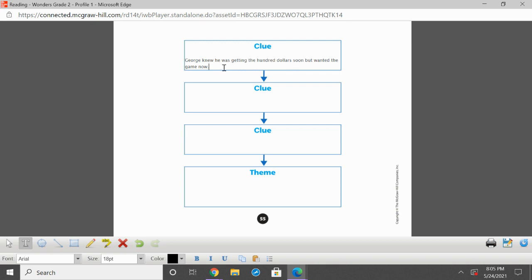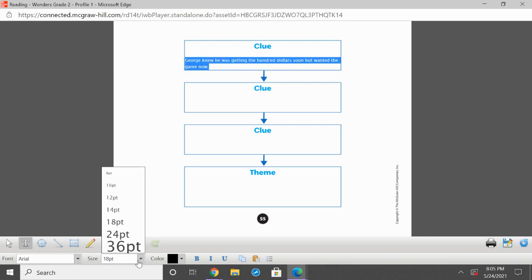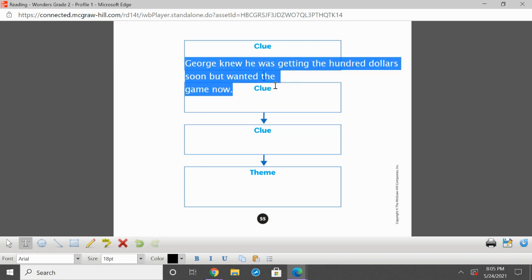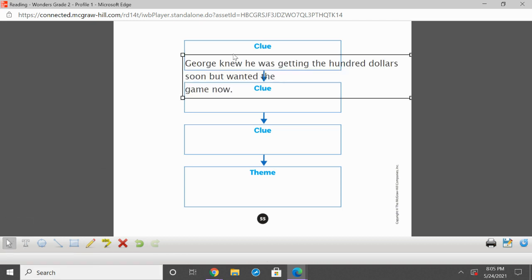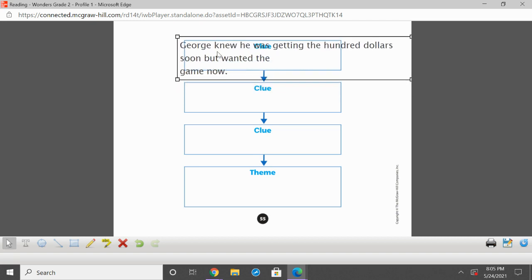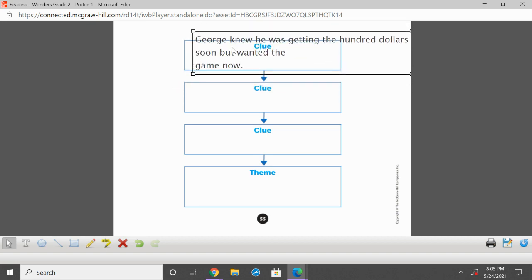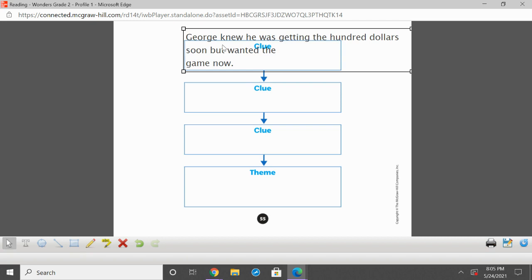So in that first box, we're going to go ahead and write that George knew he was getting the $100 soon, but wanted the game now. I went ahead and made this bigger so you guys can see it. So in your first box is what you're going to write. George knew he was getting the $100 soon, but wanted the game now.